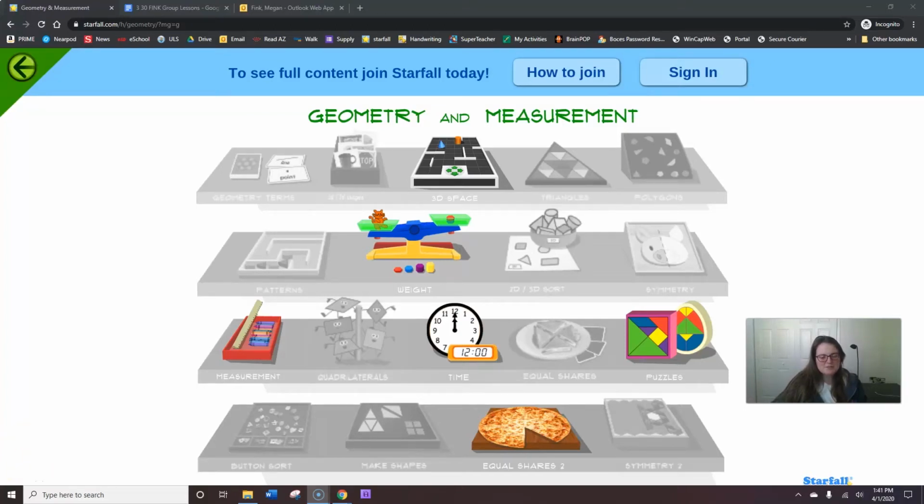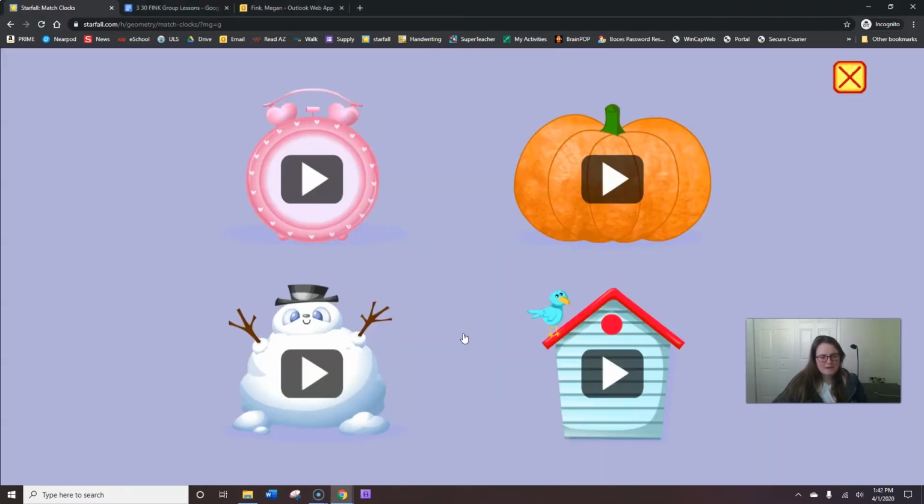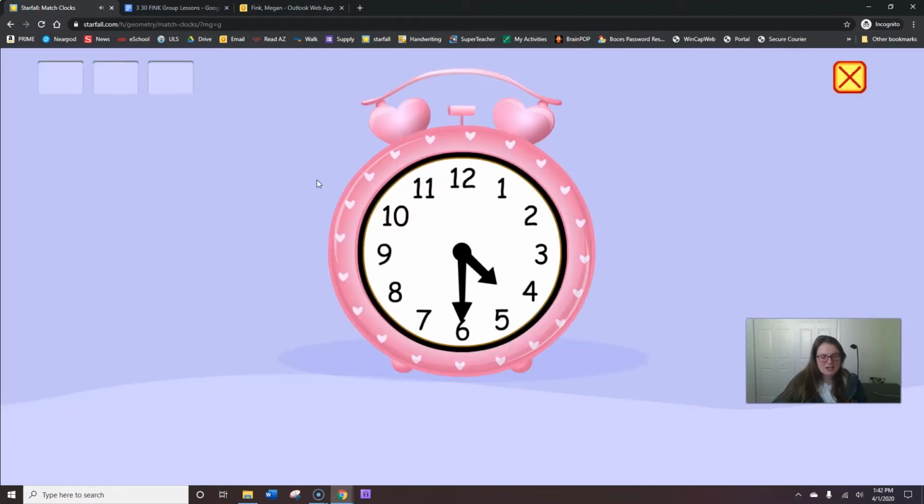We're going to do some Starfall practice on time. As you can see, I'm not logged in right now, so only certain activities are available, but time is one of them. Okay, so I'm going to choose one of the clocks to practice, and I'll choose the heart clock.